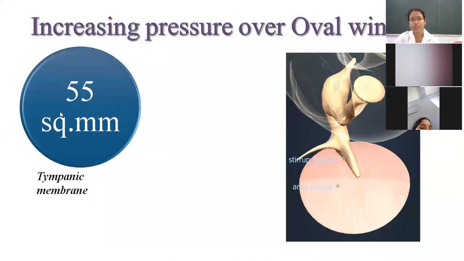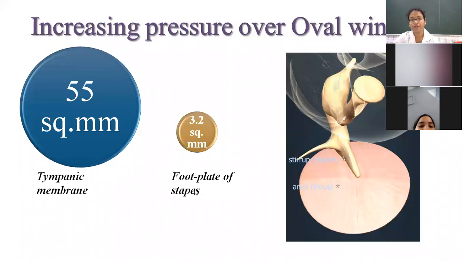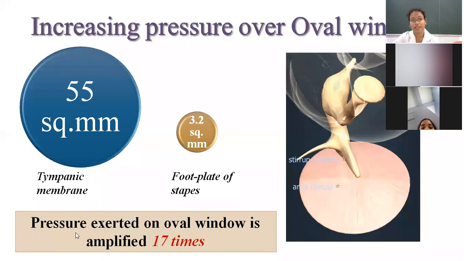So this is the tympanic membrane with an area of 55 square millimeters, and this is the footplate of stapes, which corresponds to the area of the oval window. So this is around 3.2 square millimeters. So if you see the difference, the tympanic membrane is 17 times larger as compared to that of the footplate of stapes. That's why the pressure exerted on the oval window is amplified 17 times.